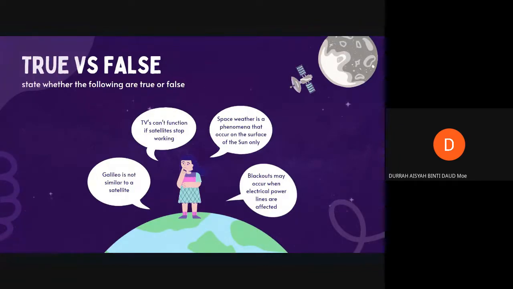Third question, space weather is a phenomenon that occurs on the surface of the sun only. So for this statement, it is true that space weather occurs on the surface of the sun, but it also occurs in space. So this is in fact false.